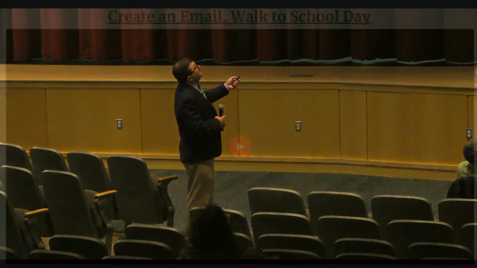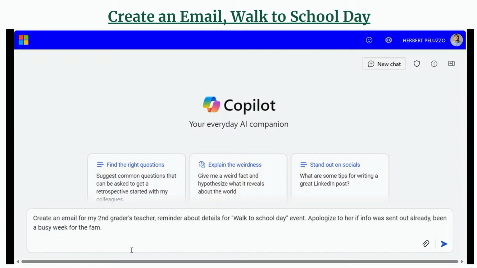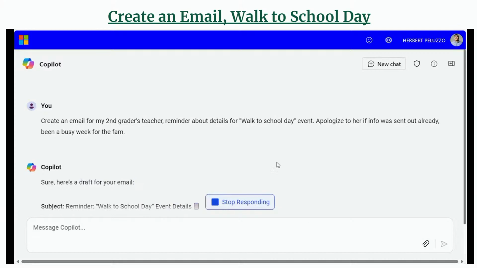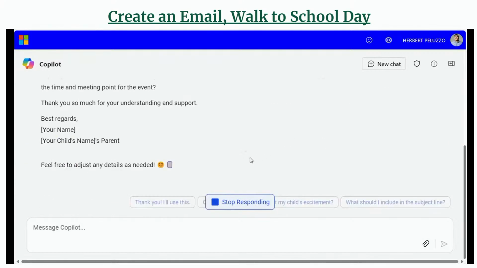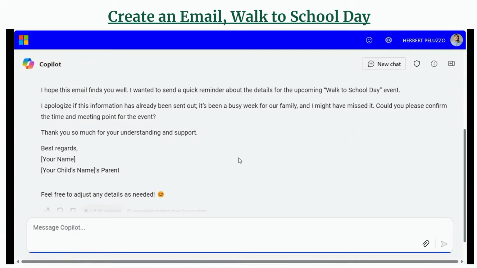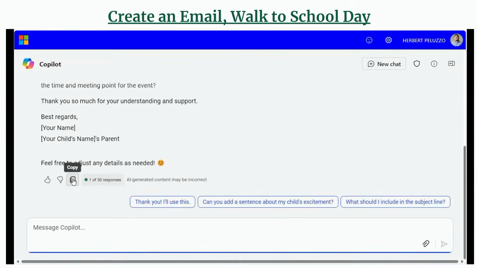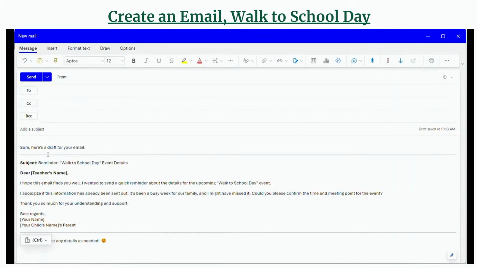One of the things you could do is open up a Gen AI tool, and right here you have Copilot. And all I put in the prompt there is, create an email for my 2nd grader's teacher, reminder about details for walk to school day event, apologize if the info was already sent. And just with a poorly worded sentence, really, with a couple of details, this generated a very solid email that I can copy and then paste right into an email that I'm creating.